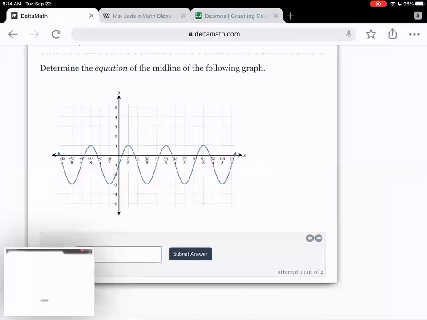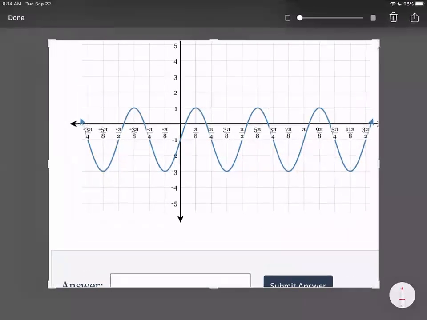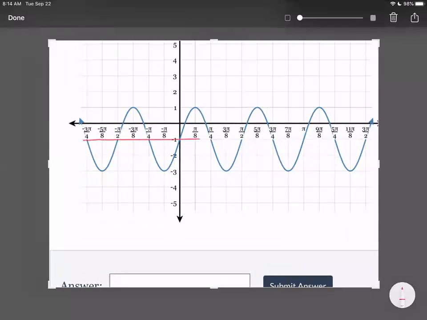Determine the equation of the midline of the following graph. Once again, maybe you're one of those people that can see it, and you're like, oh yeah, that's the midline right there. That's great for you. Sometimes people might not be able to, so let's do the process I did last time. Here's the top, here's the bottom. The y value is 1 on the top. On the bottom, the y value is -3. You can see that by counting it like that.